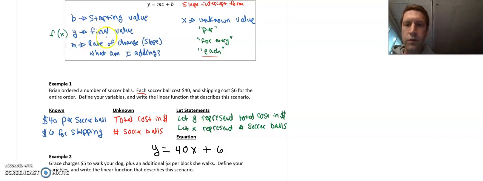So we said like starting value, final value, rate of change, unknown value. We can think of it like this. I'm starting with a $6 charge, right? Regardless of how many soccer balls I order, it's going to cost me $6. I'm going to build up to this final value by adding $40 some number of times, depending on how many soccer balls I end up ordering. Okay, so I'm going to get charged $6 plus $40 times however many soccer balls I order, and that's going to tell me my final value. Okay, my final cost. Again, we could change this to f of x if I want to make it in function notation.